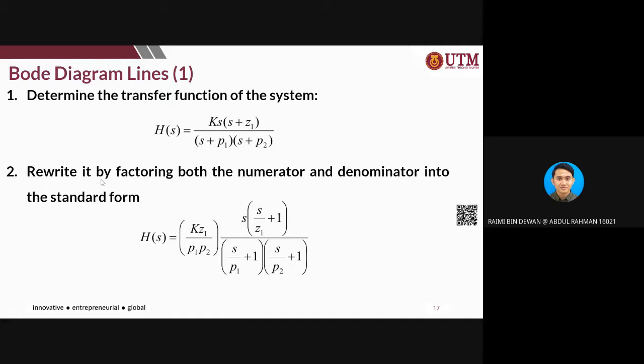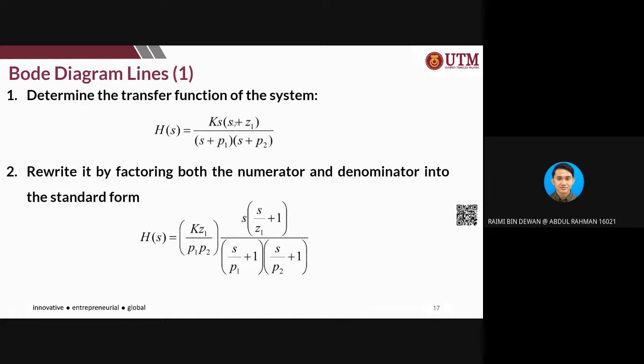And then we need to rewrite so that we have the standard form. Standard form in such a way that this one needs to be 1 plus s over z1, and here is 1 plus s over p1, and also here. If you see the initial form here, we have it like this. However, this one needs to be turned to 1, and this one needs to be turned to 1.